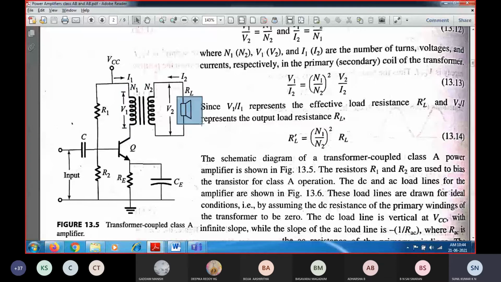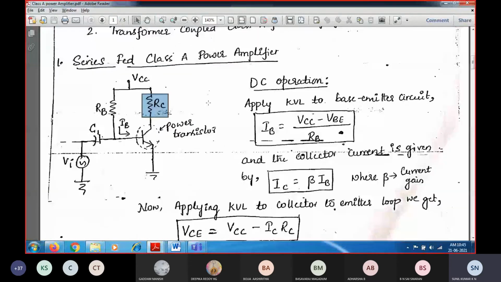So whenever you have the output resistance of the amplifier in terms of ohms, impedance mismatching will take place. Whenever there is an impedance mismatch, you cannot transfer the maximum power to the output. So whenever you have an impedance mismatch, maximum power cannot be delivered.